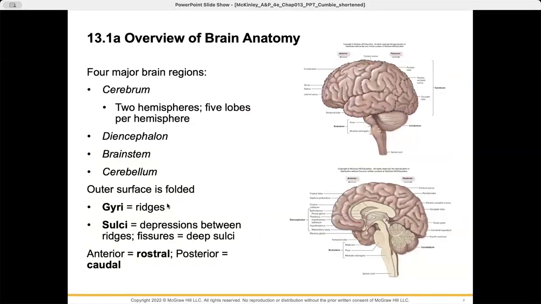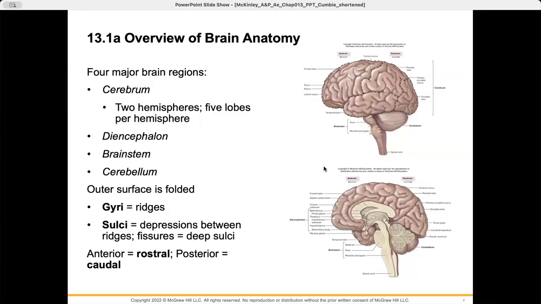So, there are four main regions to the brain from a gross anatomy perspective. The largest region by far is cerebrum. And cerebrum is separated, you might see, in two hemispheres, left and right. But there's also separations by lobe, and there are 5 lobes that we will talk about as far as the brain goes for cerebrum. And again, I'll put my mouse over it. This is cerebrum, very large portion of the brain.